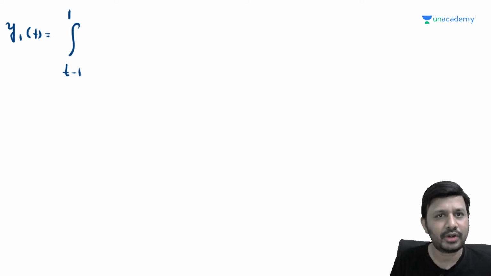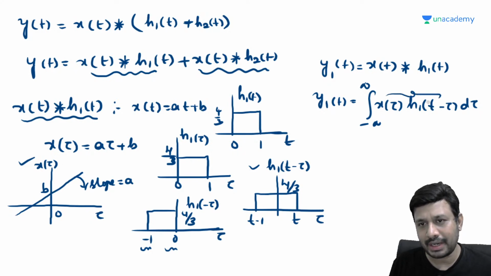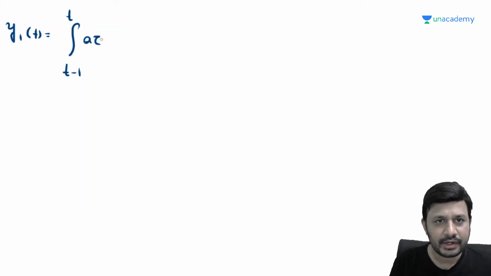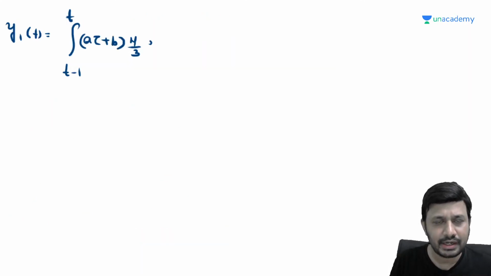So let's write y1 of t is nothing but the integral. In exams, these kinds of problems only you will get. T minus 1 to t is the common portion between x of tau and h1 of t minus tau. Why are we looking for the common portion? Because in the operation of convolution, I am multiplying x of tau and h1 of t minus tau. So I must look for the common portion, which is from t minus 1 to t. X of tau means a tau plus b. H1 of t minus tau value between t minus 1 to t is nothing but 4 by 3. It's as simple as that, 4 by 3 d tau.